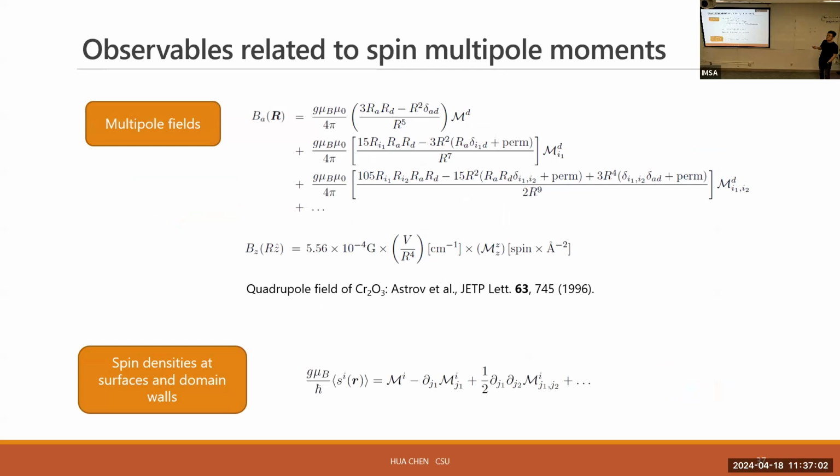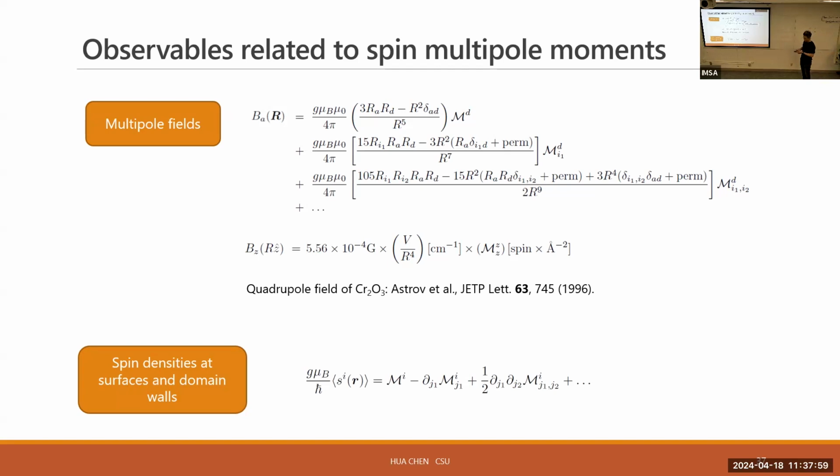So there are some possible physical observables that you can try to use to measure multipole moments. One way is to measure the multipole field created by a finite sample, a sphere sample, that is placed some distance away. This is one of the earliest efforts trying to measure multipole moments in this manner: the quadrupole magnetic field of chromium oxide. The prediction of having this quadrupole magnetic field was made by Dzyaloshinskii. It was subsequently measured in this paper. But you cannot really use this to measure the octupole field, because that will have another 10 to the minus 7 order of magnitude change. It's too tiny to do it.